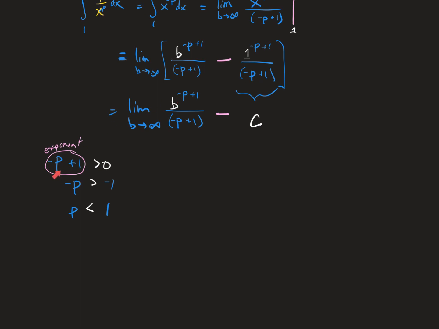Well, the exponent negative p plus 1 is positive when negative p is bigger than negative 1, which is when p is smaller than 1. And when that thing is positive, the b stays up top. As b approaches infinity, this expression goes toward infinity. Infinity over a constant is infinity. And so in that case, when p is less than 1, we have a diverging series.